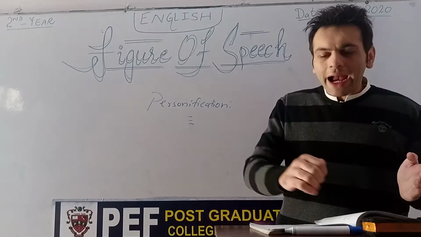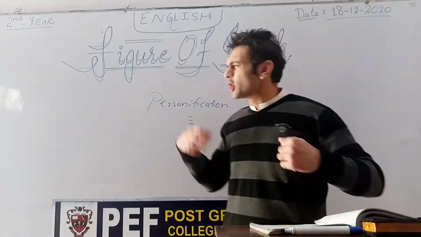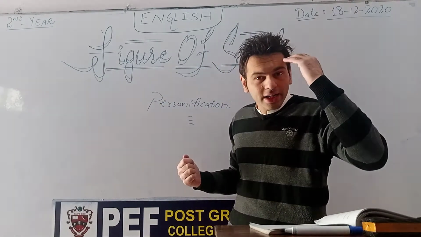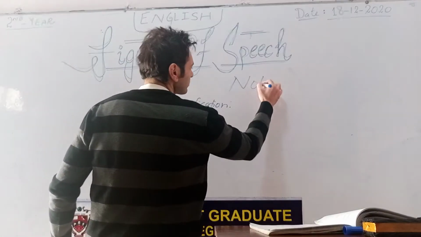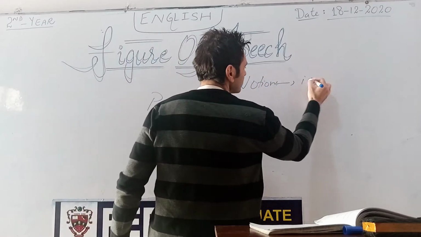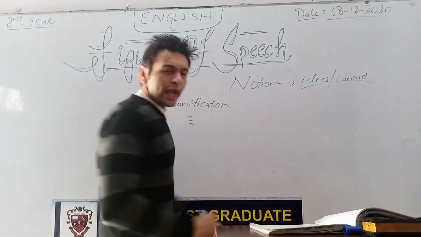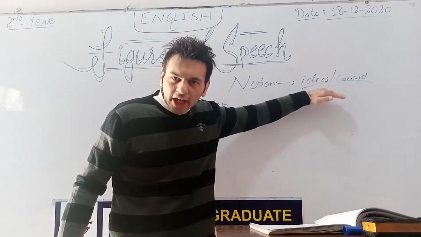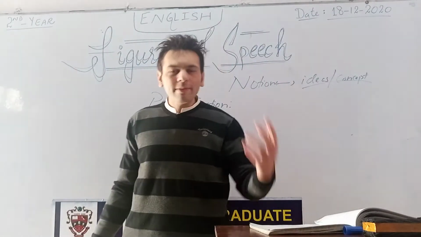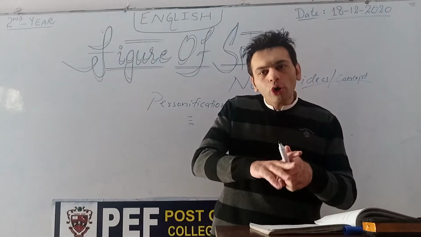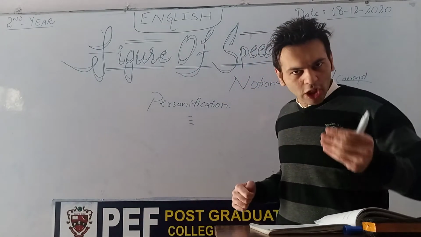For example, एक ऐसी चीज जो कि इंसान ना हो, for example chair, door, idea हो, abstract idea, notion कहते हैं idea को. What do you mean by notion? Ideas, concept. इनको ह्यूमनली क्वालिटीज देना, किसी आइडिया को, किसी इनह्यूमन ऑब्जेक्ट को, किसी भी चीज को जो कि इंसान ना हो, उसको जब हम पर्सोनिफाई करते हैं एज ह्यूमन, that is personification.